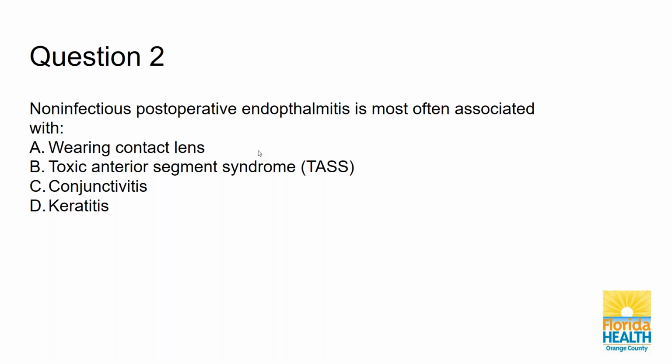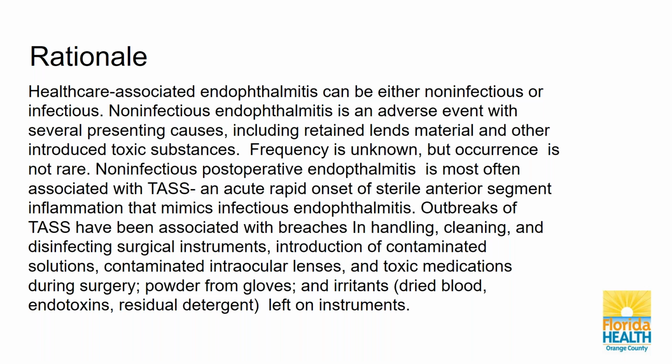Well, let's read the rationale. I was hoping we'd be able to work through it together, but let's look at what the APIC text tells us. The correct answer is toxic anterior segment syndrome. And the rationale is healthcare-associated endophthalmitis can be either non-infectious or infectious. Non-infectious endophthalmitis is an adverse event with several presenting causes, including retained lens material and other introduced toxic substances. Frequency is unknown, but occurrence is not rare. Non-infectious postoperative endophthalmitis is most often associated with TASS, toxic anterior segment syndrome, an acute rapid onset of sterile anterior segment inflammation that mimics infectious endophthalmitis.